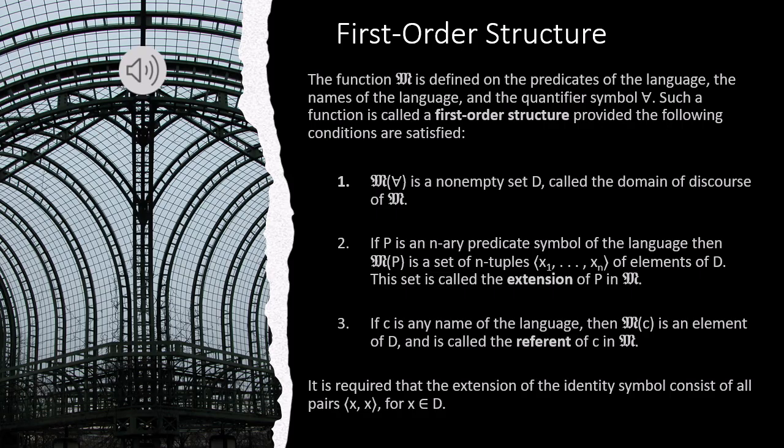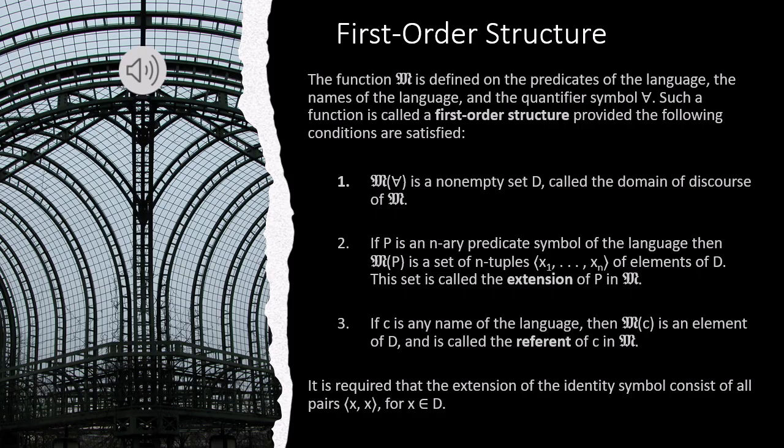Now, the second condition is that if we have an n-ary predicate symbol in our language, then M takes that predicate symbol as an input and outputs a collection of n-tuples. So, for example, if it was a binary predicate, it would output a set of ordered pairs of elements from the domain of discourse. And this is what we were calling the extension of the predicate in our domain of discourse.